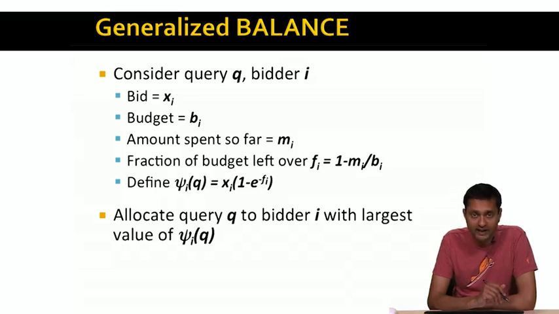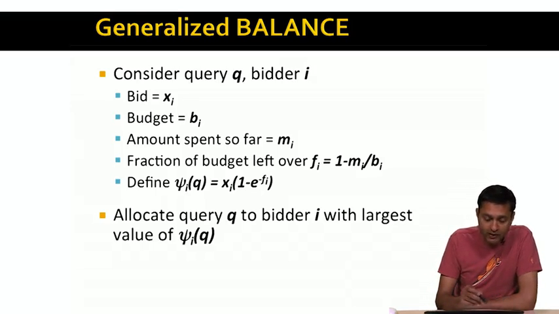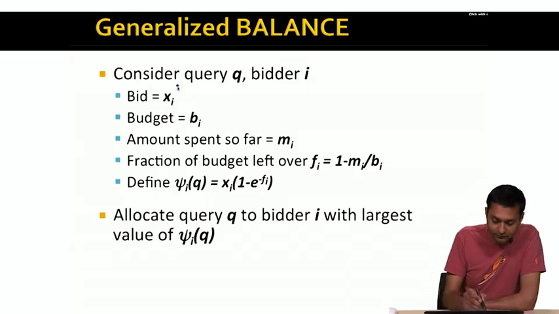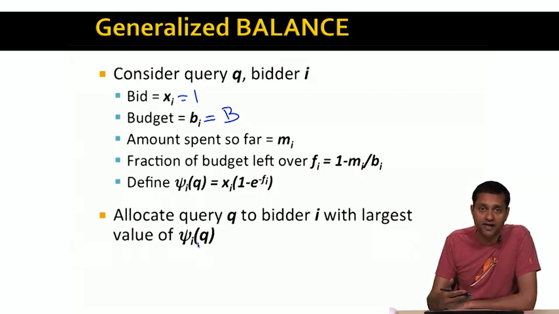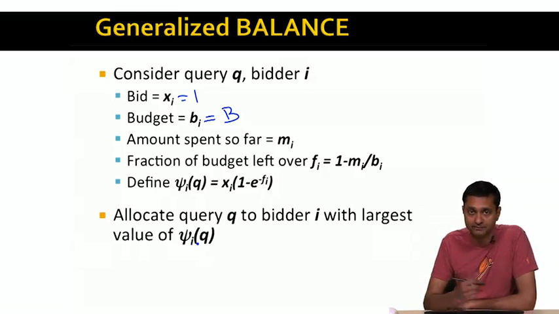Now, I leave it as an exercise for you to show to yourself that in the case where all the bids are equal, all the Xi's are equal to 1, and all the budgets Bi are equal to a single budget B, allocating queries using generalized balance with the largest value of psi I of Q is equivalent to allocating queries to the advertiser with the largest unspent balance.